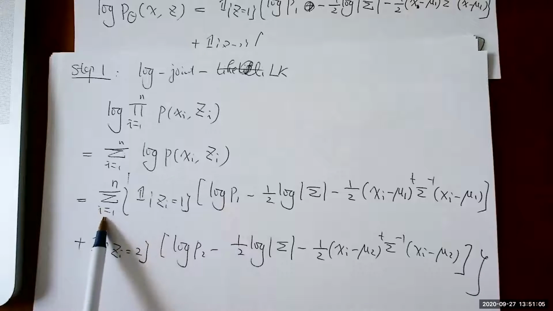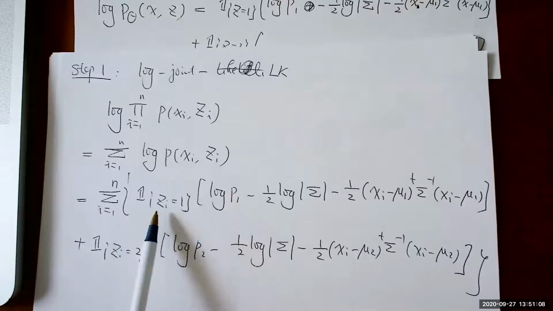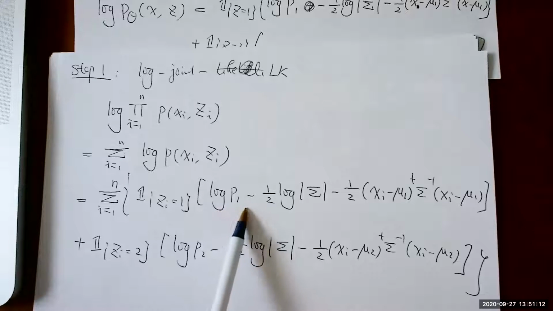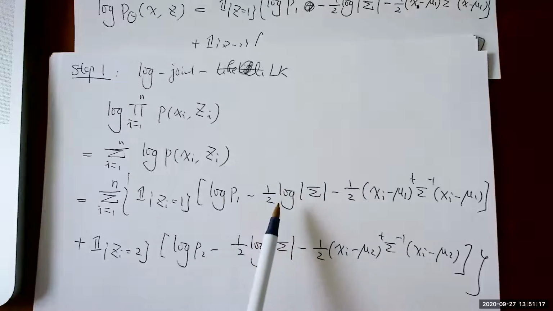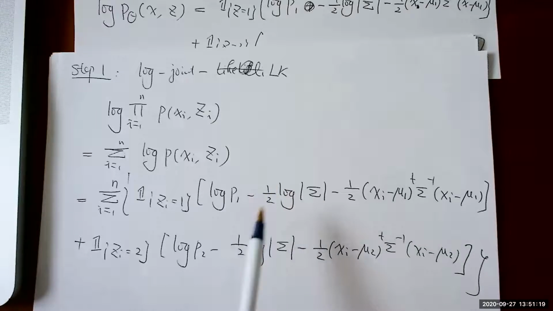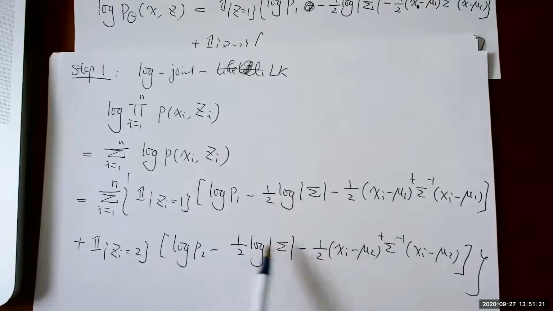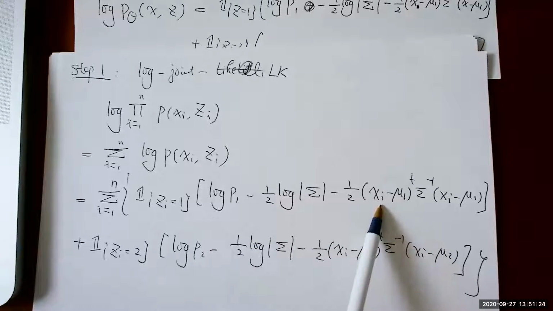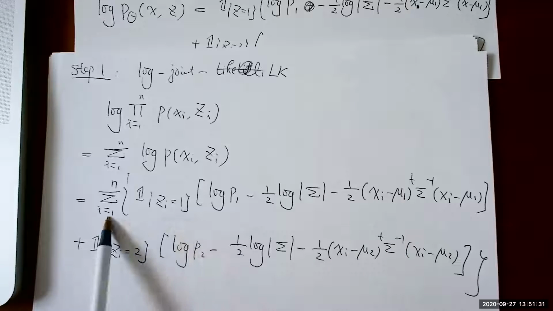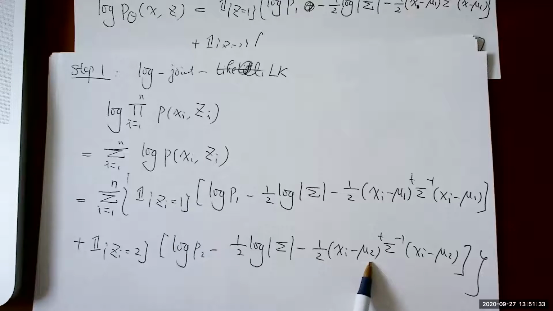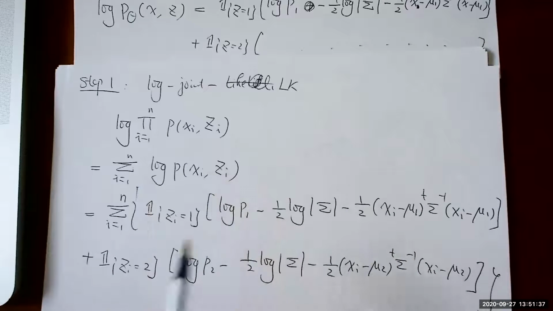We sum over n observations, and the indicator of zi equal to 1 or 2 will determine whether it's a log p1 or log p2. And this factor is the same because the two different normals have the same covariance matrix. Here is xi because we're talking about the ith observation, but it's the first component, so it's minus mu1. And here is the same xi, but we're talking about the second component, so it's minus mu2. Okay, so this is our joint likelihood.